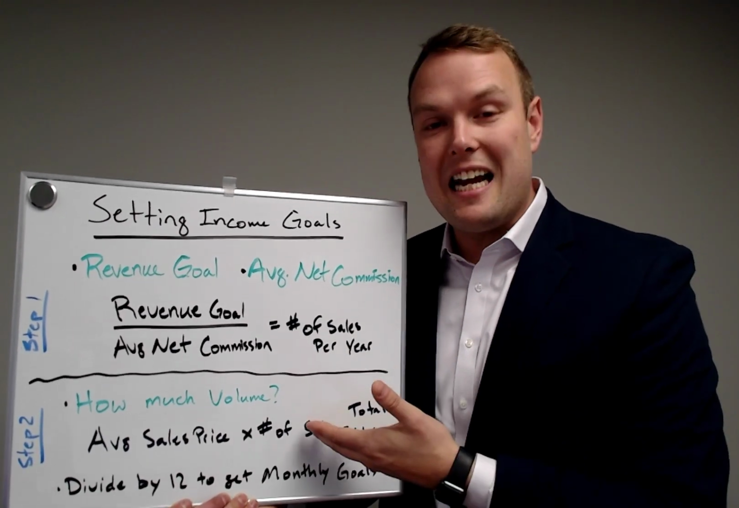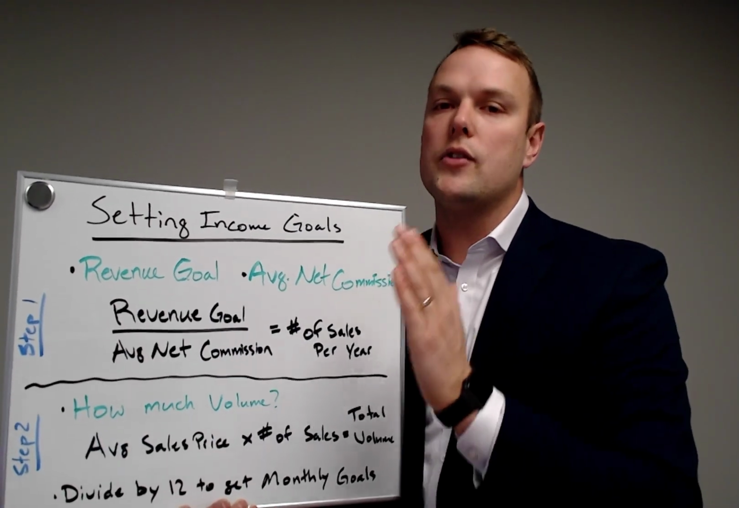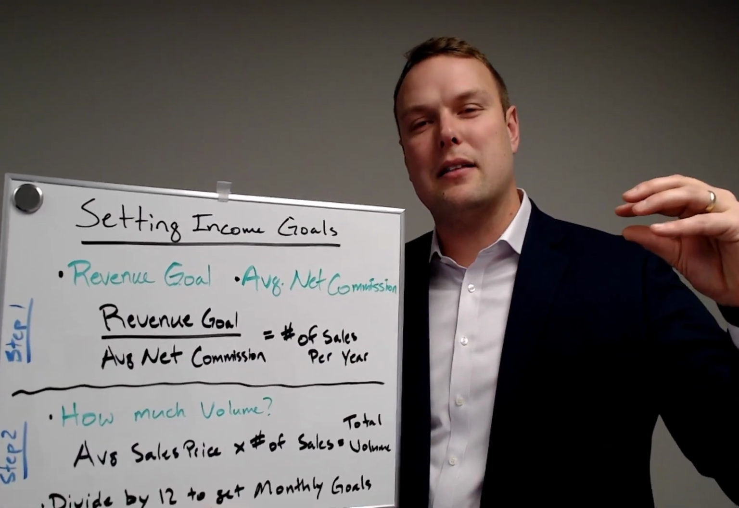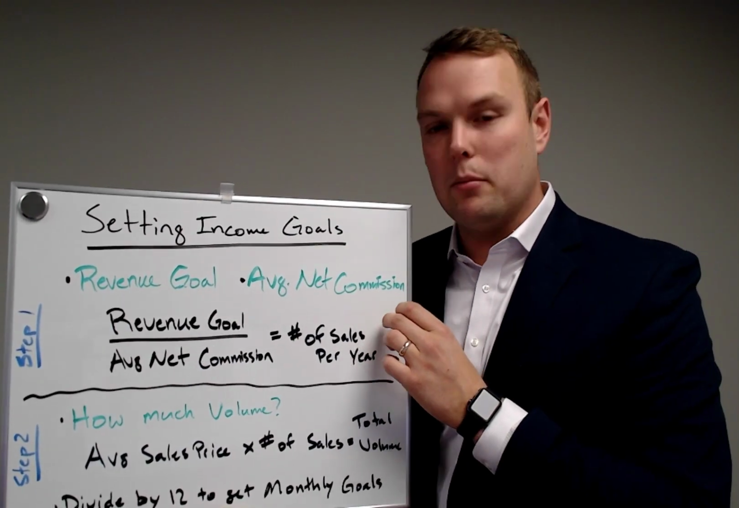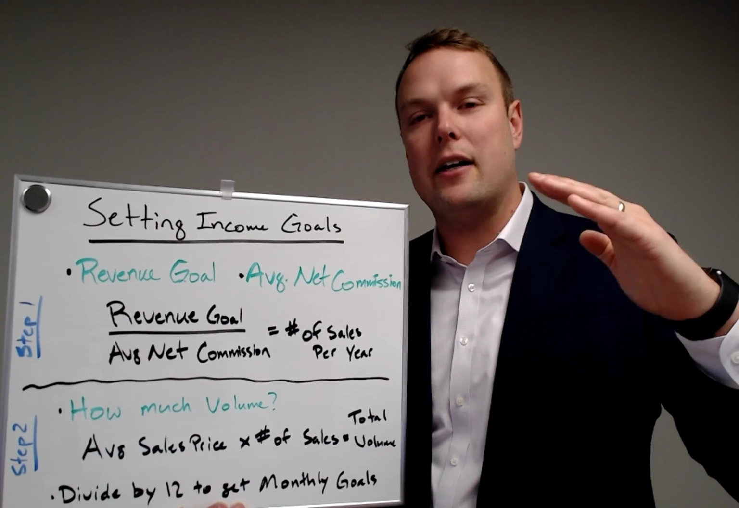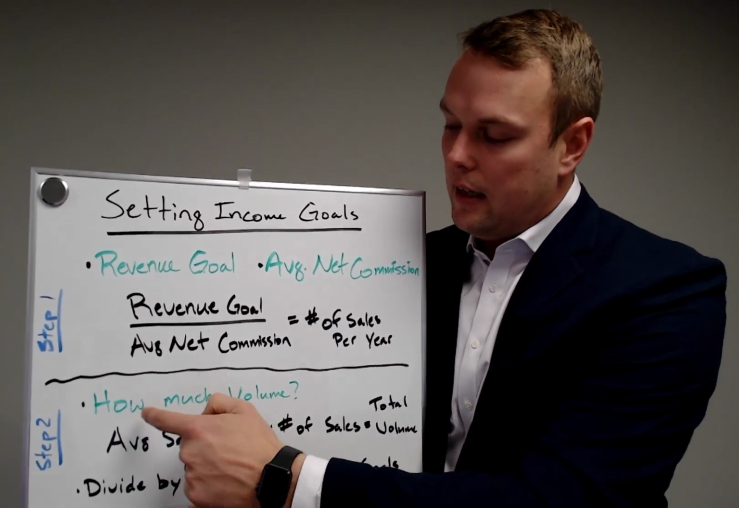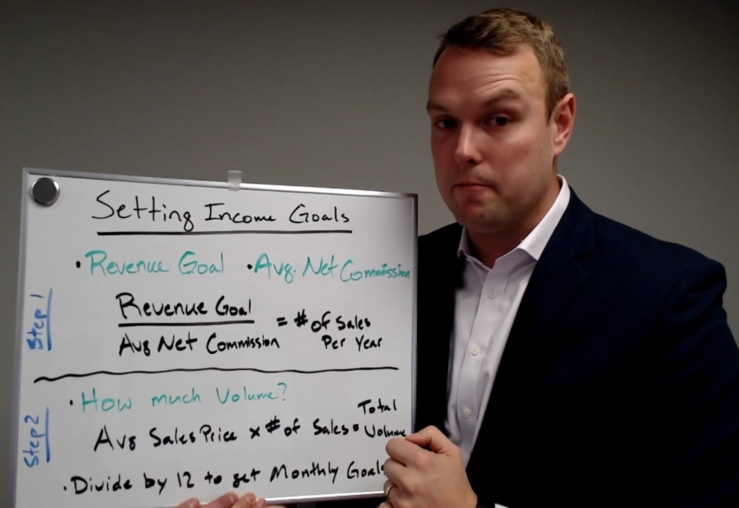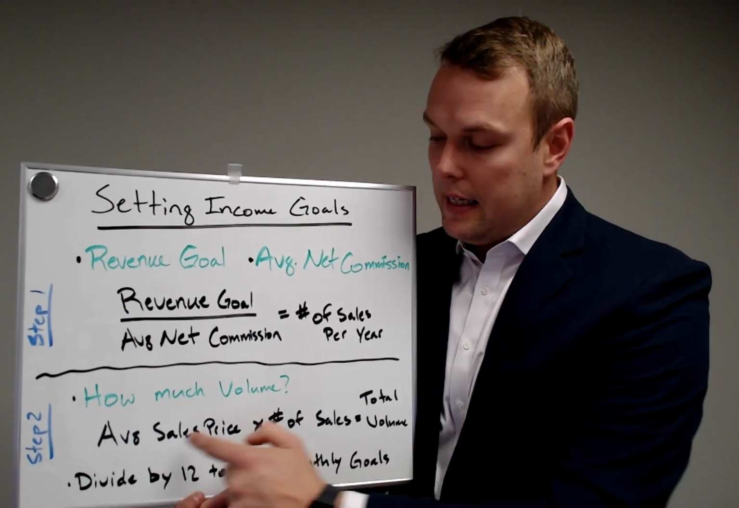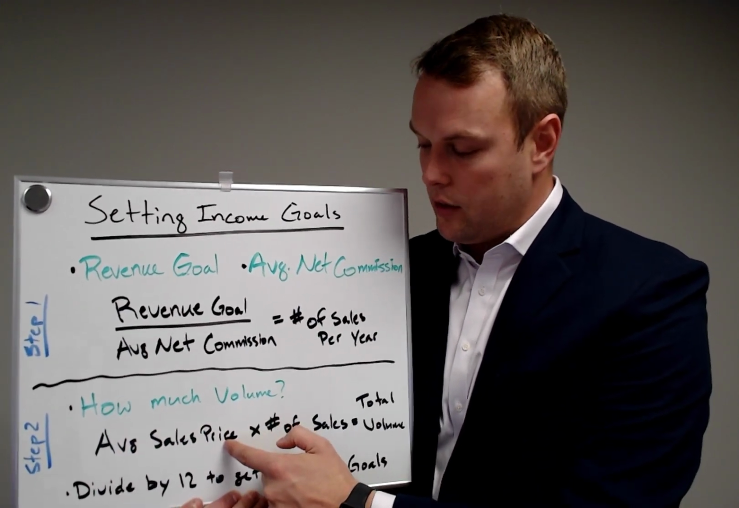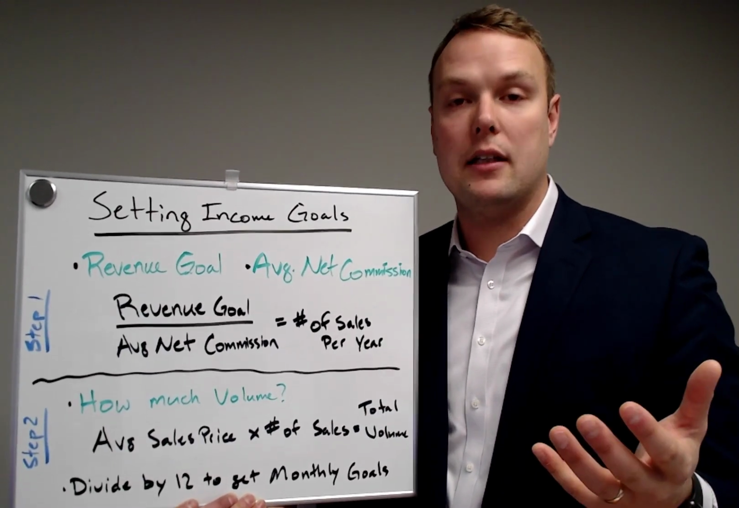I would say the next step is simply turning it into dollar volume. This way you have an idea of number of sales, but you also have essentially a magnitude tied to that of how much volume you need to move. Just because you know the number of sales, if some end up lower sales or higher sales, you need to know how much volume as a whole I need to get. So how do we calculate how much volume we need? We already have our number of sales. The next piece we need to know is what is our average sales price when we make that net commission. So what's the average sales price of a property that we do?